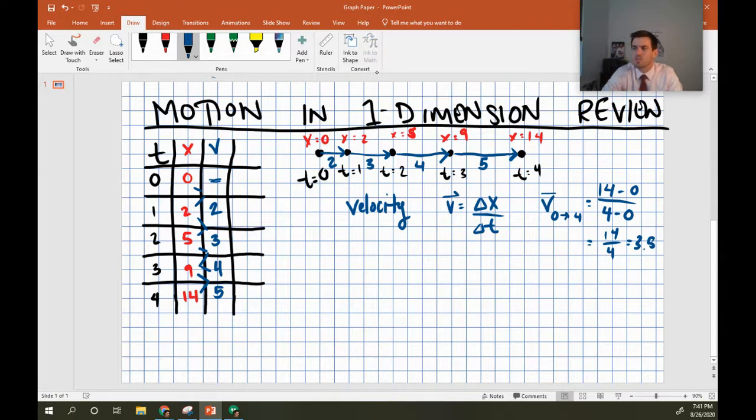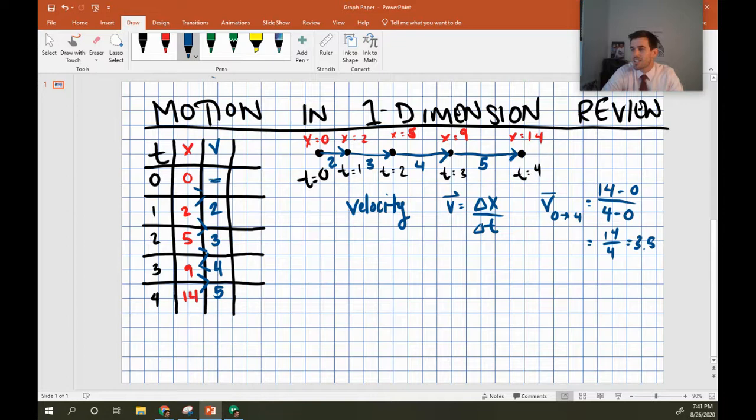But looking at the table, or looking at the motion diagram, nowhere does it actually go 3.5 meters per second, at least not shown. It probably did right around here somewhere. But that's not the speed everywhere, that's just its average speed.